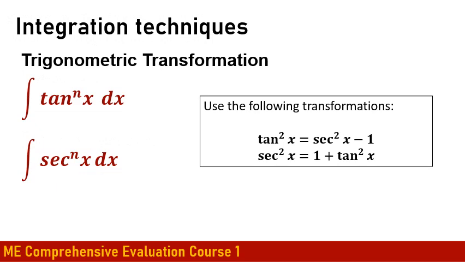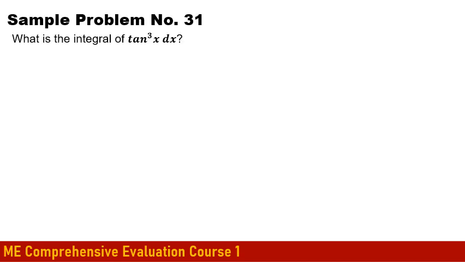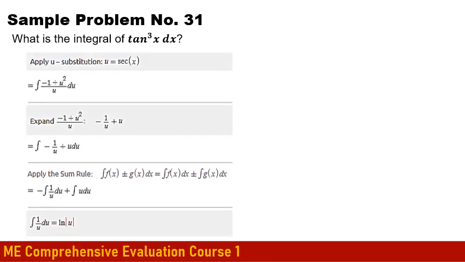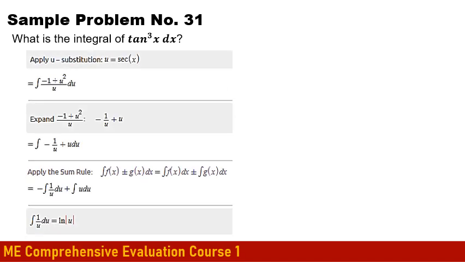Trigonometric transformation for tan to the power of n x and sec to the power of n x. So we can use the following transformations. What is the integral of tan cubed x dx? We apply substitution where u is equal to secant x. So our equation will become negative 1 plus u squared over u.